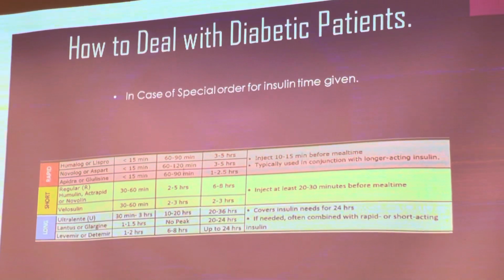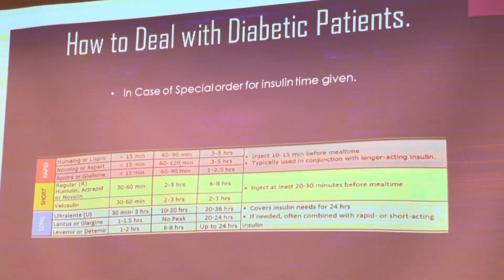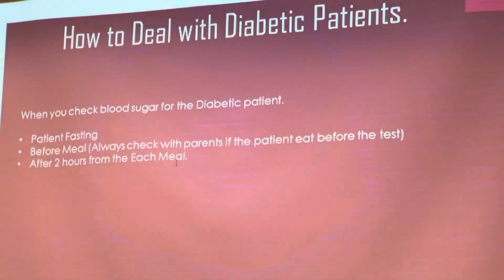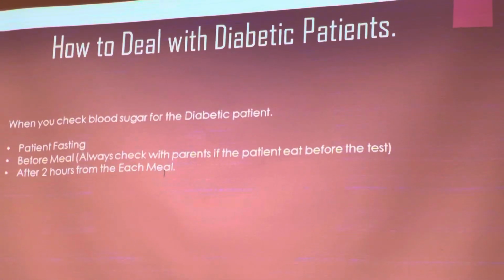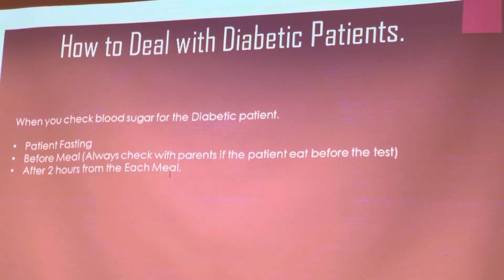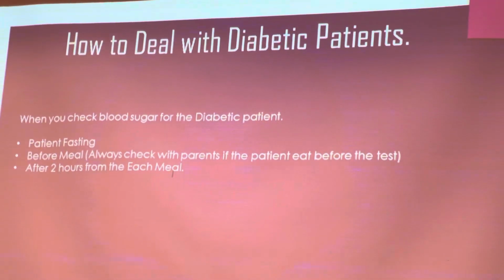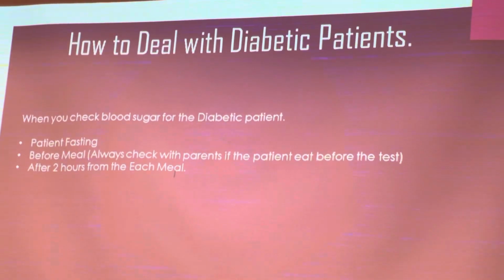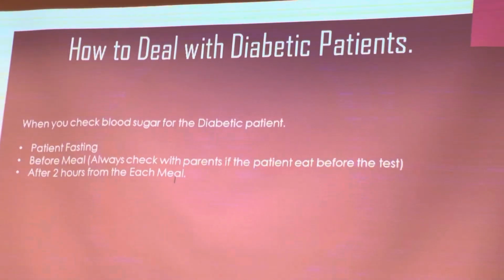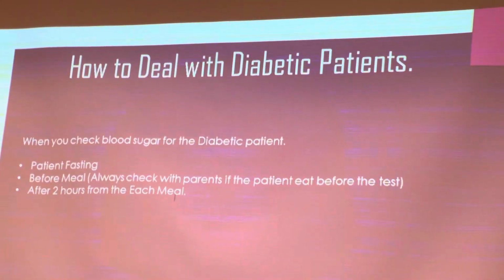Okay, in case of special order insulin, again, we should follow the instruction as the doctor ordered for the insulin time. When you check the blood sugar, during my visit to the patient, I saw the nurse doing the procedure not like what we teach the patient. We want to clarify this point: how do we do this procedure?